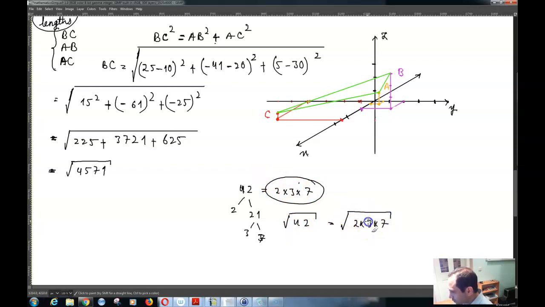And then if you had, for example, 2 3's over here, if you had 3 times 3, times 2 times 7, then you could take the 2 3's out and write it as 3 times the square root of 2 times 7. That's basically what you do in order to simplify the square root of a number.